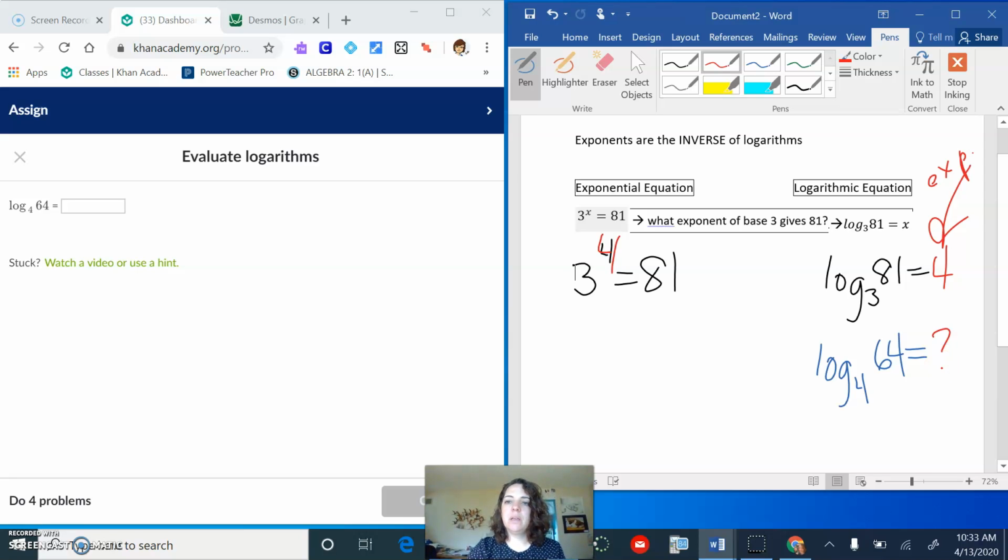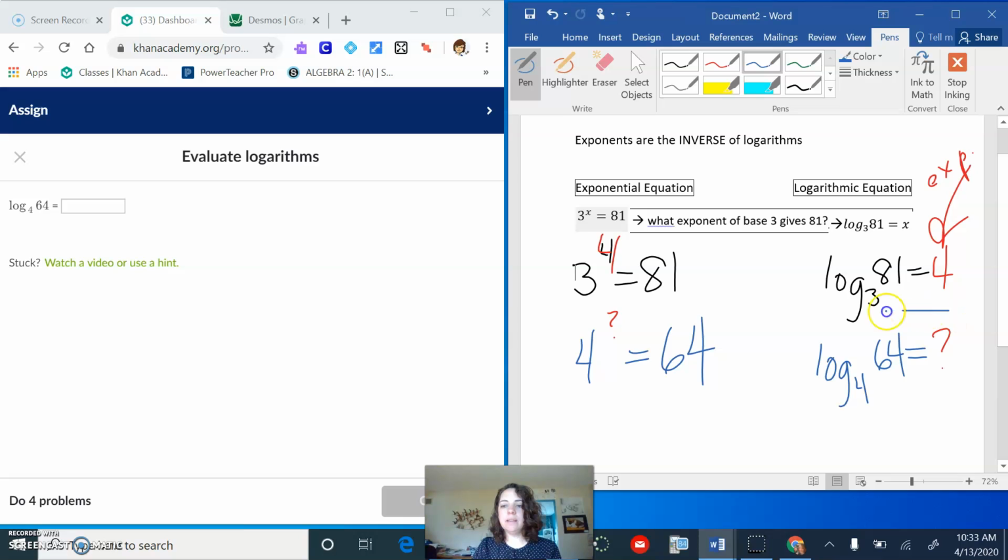Okay, so if we switch this and write it in exponential form, what's my base? Well, what's the little guy at the bottom? 4 is the little guy at the bottom. And the exponent, I don't know. So that's what's going up in the exponent, and then it's going to equal 64.